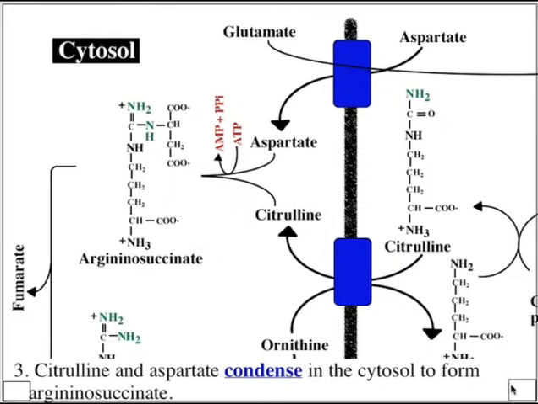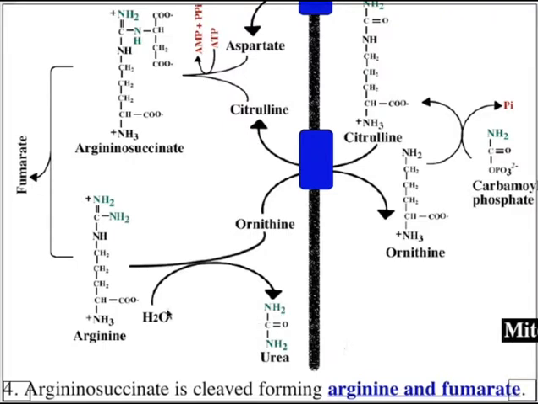Okay, so in the next step then, we see that fumarate is lost, arginine is formed, and in organisms that do the urea cycle, this moiety will be lost as urea. So we kind of come to the end of our cycle. So argininosuccinate is cleaved, forming arginine and fumarate. So the urea molecule, the carbon came from the bicarbonate in the very beginning.